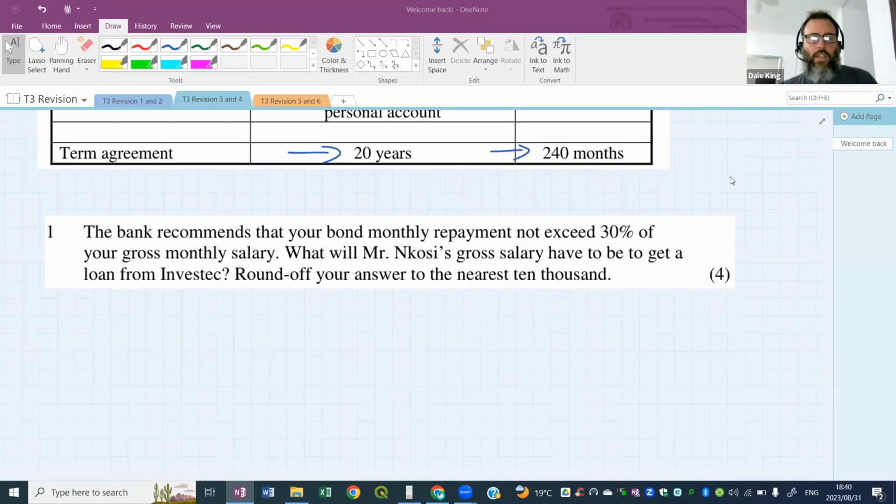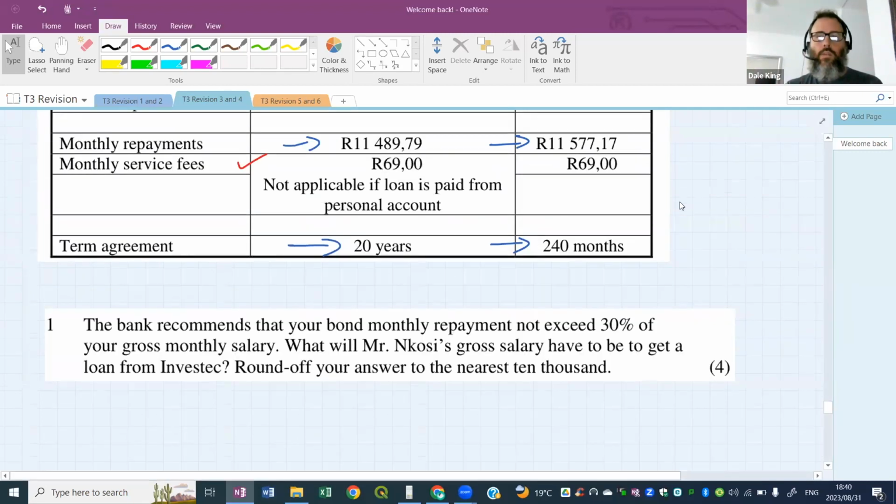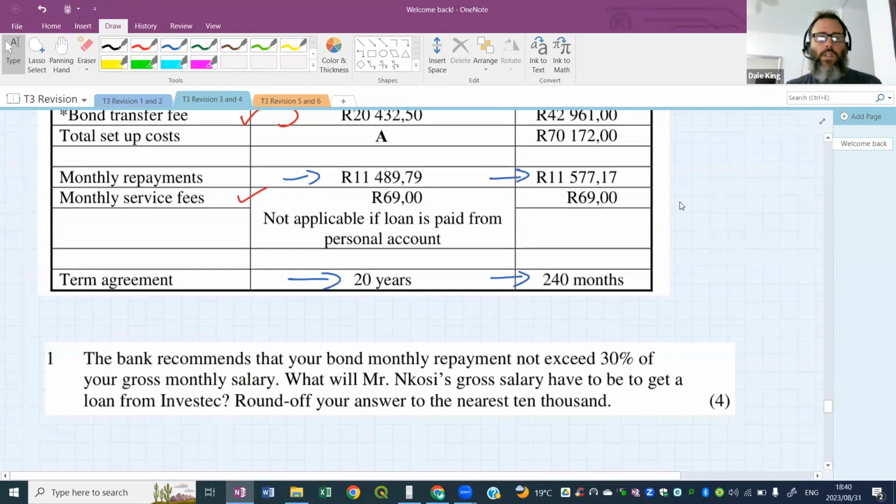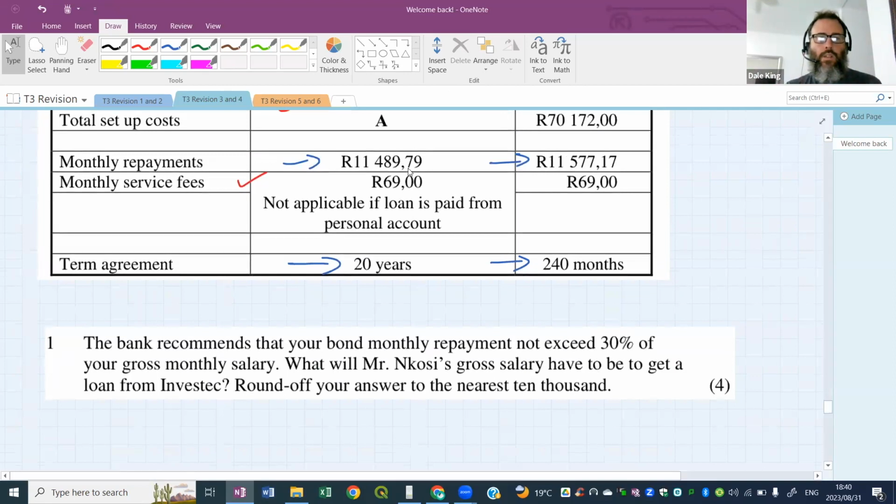Come on now, think about it. So the bank says your bond payment, your monthly payment that you're going to pay, I'll go up to the monthly payment now. There it is. You can see it. The monthly payments with the blue arrows there. All right. The monthly payments cannot be more than 30% of your salary. So what must his salary be if he wants this loan? Come on now, what do I do, Matrix? We've got to think here.